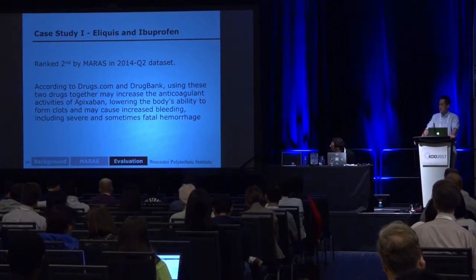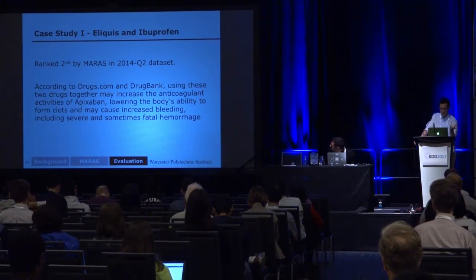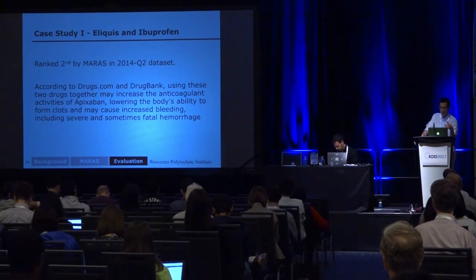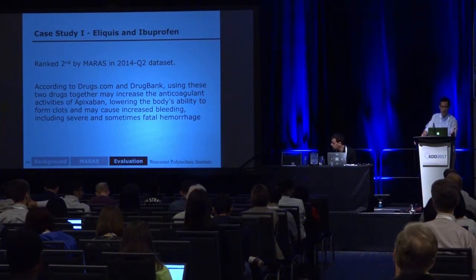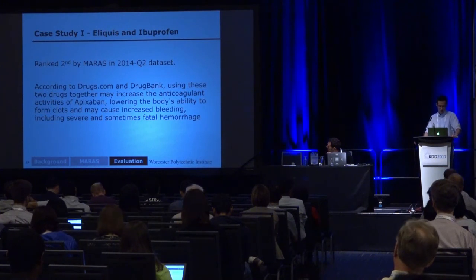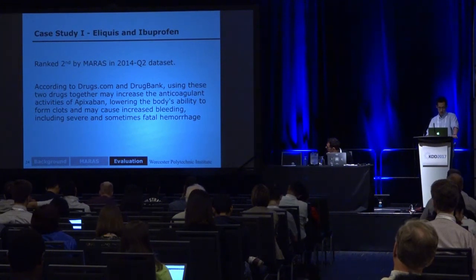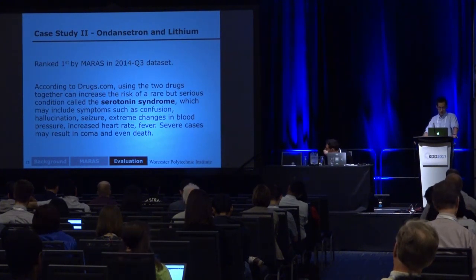And also we conducted some case studies. In all of these case studies, we found that some of the top ranked signals, for example, this one ranked 2nd, are ranked 1,000th or even 10,000th by the baseline methods. This is a case where you have aliquots interacting with ibuprofen. It's ranked 2nd in the 2014 Q2 datasets. And this is a case where you have ondansetron and lithium. This is actually ranked 1st in the 2014 Q3 datasets.